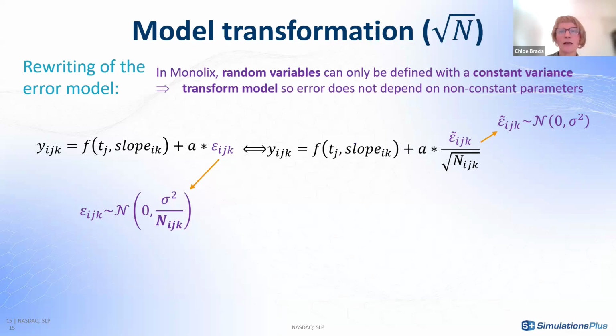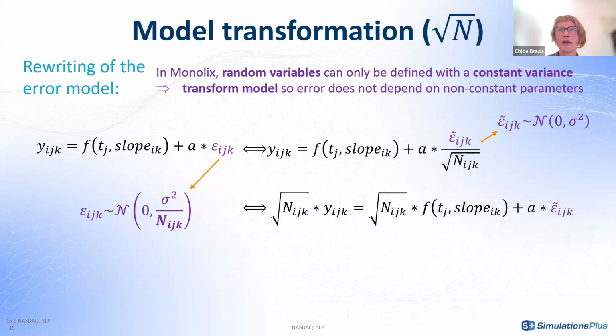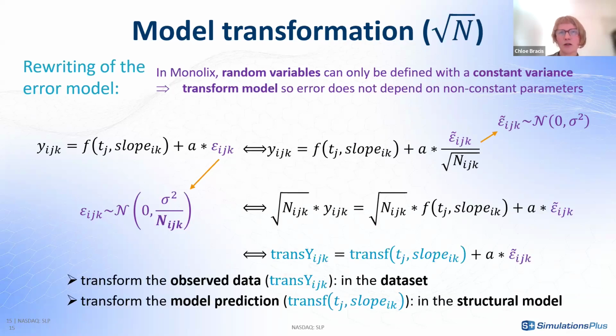So how we can do this: we can rewrite our same model equation, and we can bring our number of individuals per treatment arm outside of the random variable. This way we have a random variable that's just mean-centered with a constant variance. And now we can just multiply both sides by the square root of n, and this gives us our transformation. So here we're going to transform our observed data in the data set by multiplying by the square root of the number of individuals per arm, and we're going to do the same transformation to the model prediction in the structural model so that we're comparing the same thing.